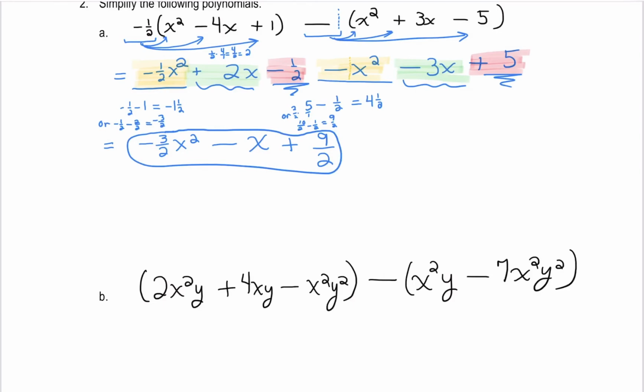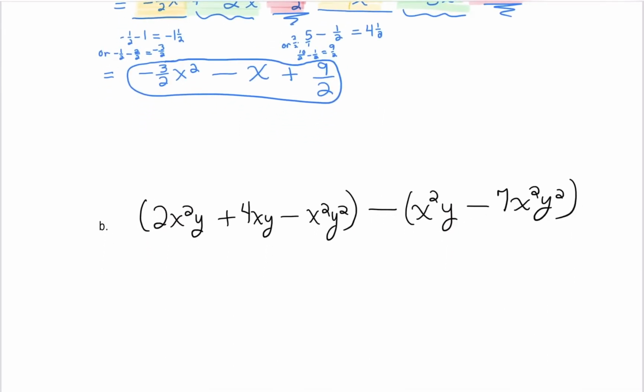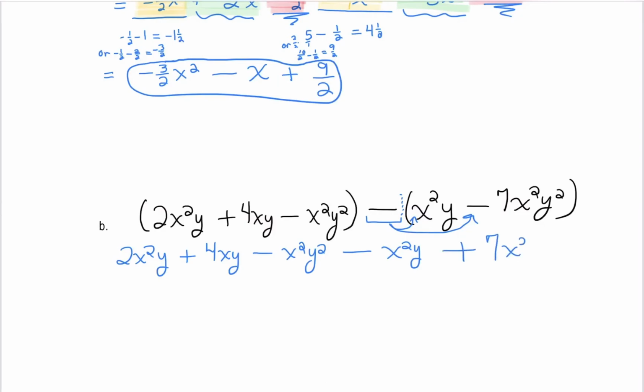Okay, so this one's a little different than part A, just in the fact that we have xy's in all of our terms here. So in the first set of parentheses, there is nothing to distribute. There's nothing in front of that first set of parentheses. So I'm just going to rewrite those three terms. In the second set of parentheses, I do have this minus 1 to distribute to those two terms. So minus x squared y, and then careful, plus, because of the two minus signs there, 7x squared y squared.